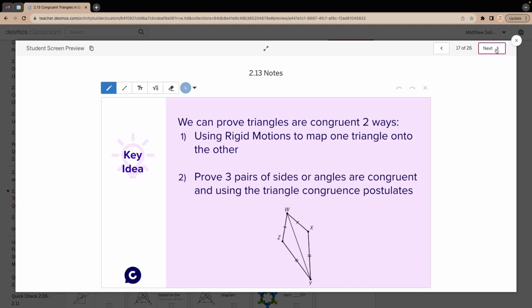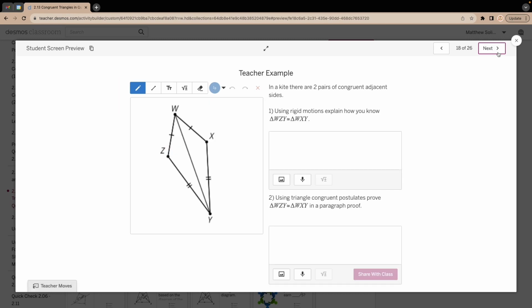But there are two ways to prove triangles are congruent. We can use rigid motions. For this one, it would be a reflection to map one triangle onto the other. Or we could prove three pairs of sides or angles using the postulates. So I got two sides equal here, another pair of sides equal, and that reflexive property. So this is side, side, side. So that's the other way to explain it. So there's two ways to do it. We're going to really work on the first example using rigid motions and then using a triangle congruence proof.